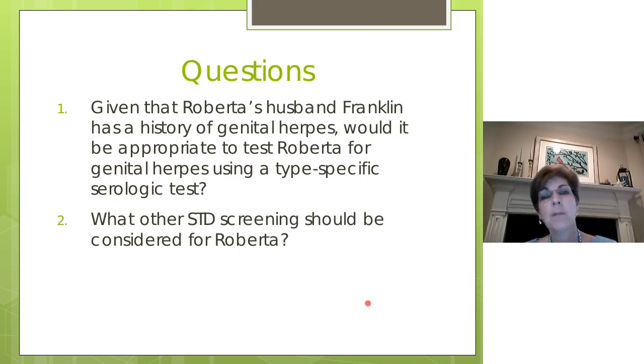So given that Roberta's husband, Franklin, has history of genital herpes, would it be appropriate to test Roberta for genital herpes using the type-specific serologic test? So should you do a serologic test? Yes, okay? You want to know what type of herpes, type 1 or type 2 they have, and what other STD screenings should be considered for her.